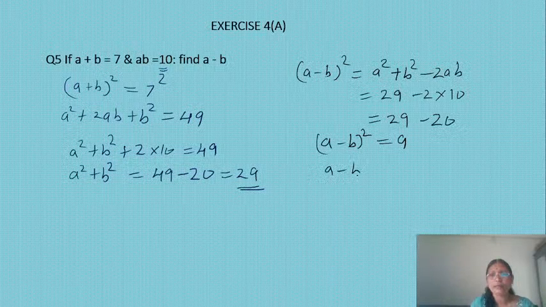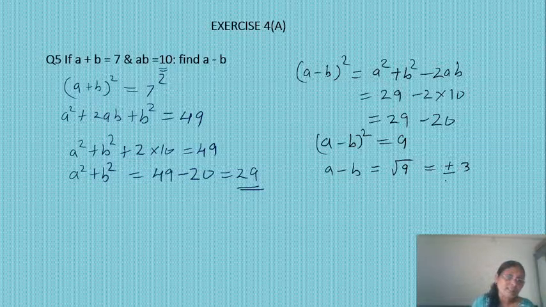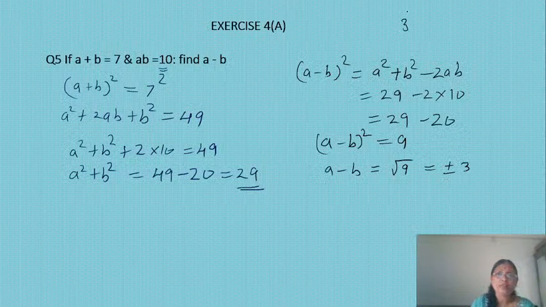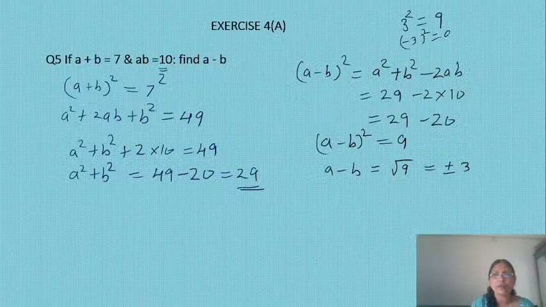So a minus b is equal to square root of 9, which is equal to plus or minus 3. Now why plus or minus 3? Because 3 square is also 9 and minus 3 square is also 9. So square root of 9 will be plus or minus 3. Understood?